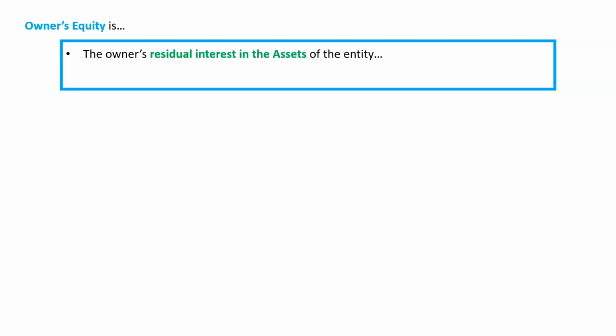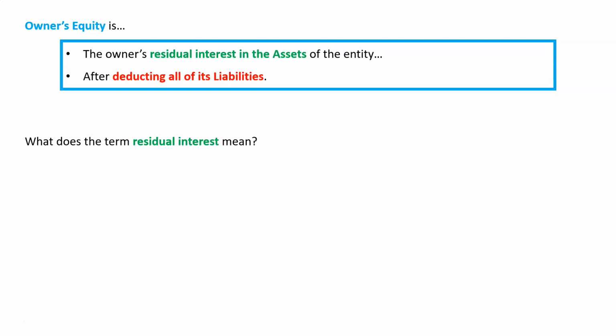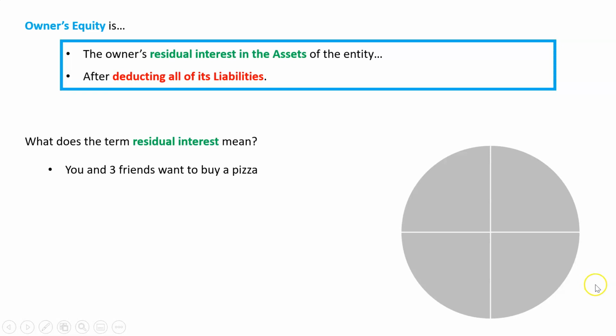But we'll say the official formal definition is, it is the owner's residual interests in the assets of the entity after deducting all of its liabilities. So that's quite a mouthful, and very, very complicated. So we're going to try and simplify. So first of all, what does this word residual interest mean? Well, let's take it back to a real simple example.